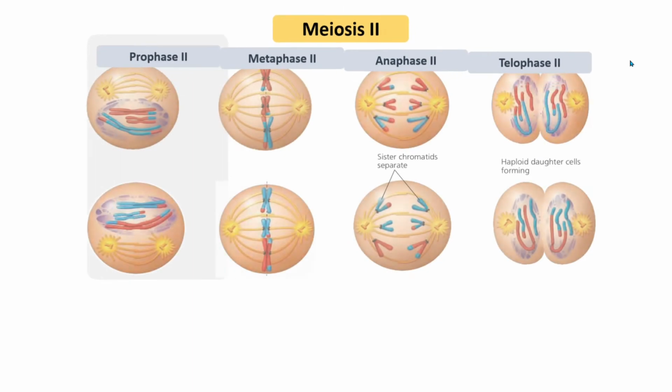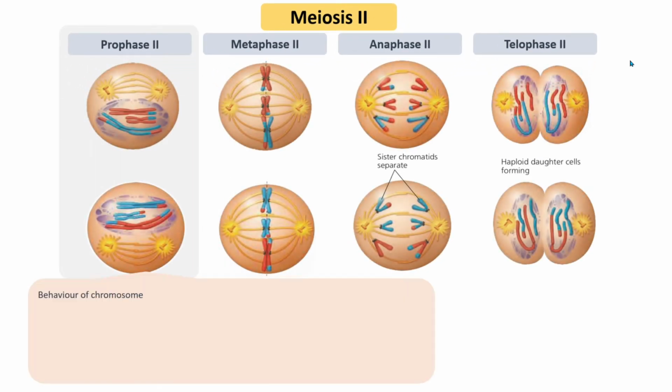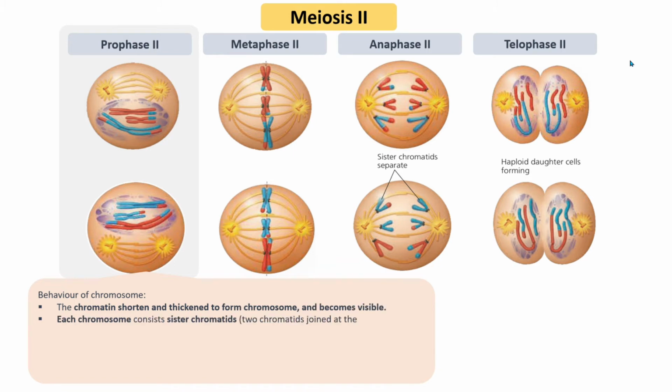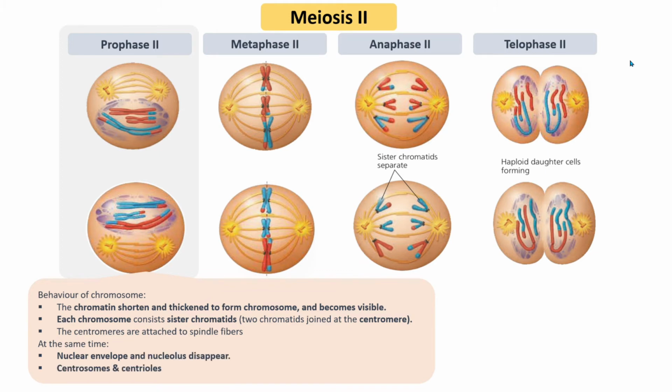In prophase II, the behavior of chromosomes is as follows: the chromatin shortens and thickens to form chromosomes, and becomes visible. Each chromosome consists of sister chromatids, which are two chromatids joined at the centromere. The centromeres are attached to spindle fibers. At the same time, the nuclear envelope and nucleolus disappear, and centrosomes and centrioles move to opposite poles.